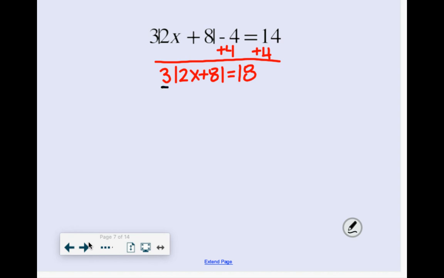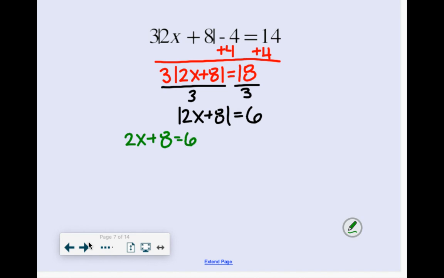Then to get rid of our 3, we're going to divide. Absolute value of 2x plus 8 equals 18 divided by 3, 6. The absolute value is now by itself. So to get rid of those 2 bars, we're going to say 2x plus 8 equals 6. 2x plus 8 equals negative 6.